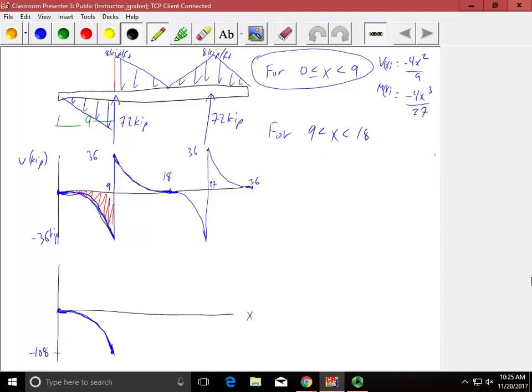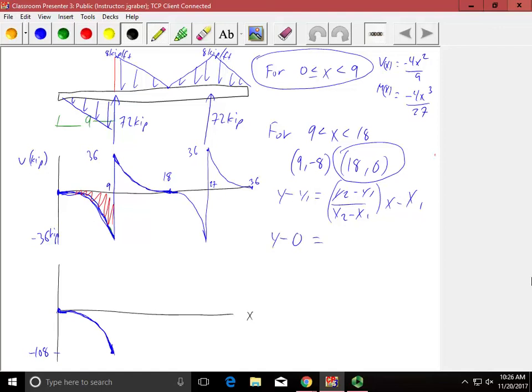What's our first point? 9, negative 8. And our second point? 18, 0. Good. y minus y1 equals (y2 minus y1) over (x2 minus x1) times (x minus x1). I'm going to choose this as my y1 because I get a 0, and that'll make my math easier. That's okay. We can choose either one as 1. So y minus 0 equals negative 8 minus 0 over 9 minus 18.